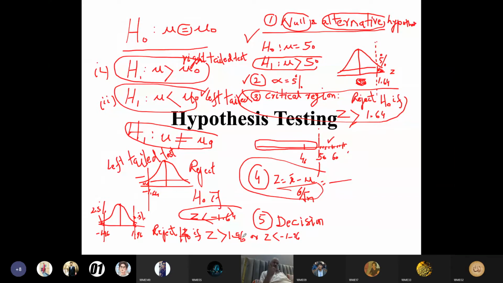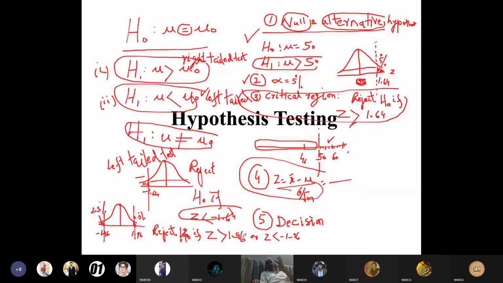Then we said that there are two types of hypothesis. One is known as the null hypothesis, and the other is known as the alternative hypothesis. The null hypothesis is drawn from the population figures, and the alternative hypothesis is drawn from the sample figures. The null hypothesis is denoted by H0, and the alternative hypothesis is denoted by H1. The null hypothesis is denoted with an equal sign, and the alternative hypothesis is written with greater than, less than, or not equal.